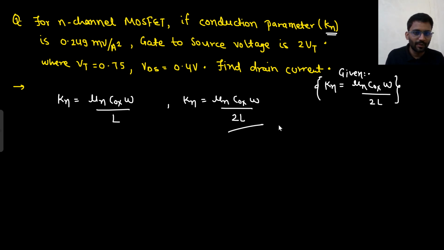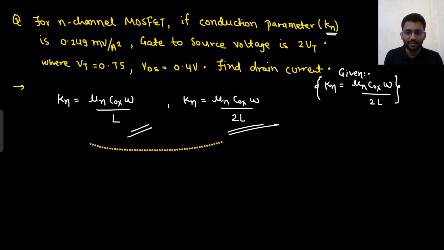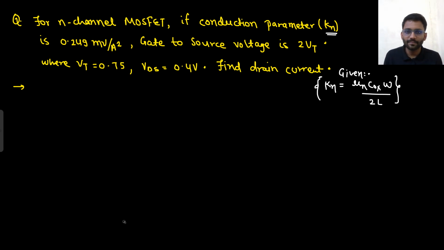So it would be given. Sometimes they take mu n Cox W by 2L, sometimes they take mu n Cox W by L. So it will be given. For this question, Kn is mu n Cox W by 2L. Right? Now what is given? So the value of mu n Cox W by 2L is given.